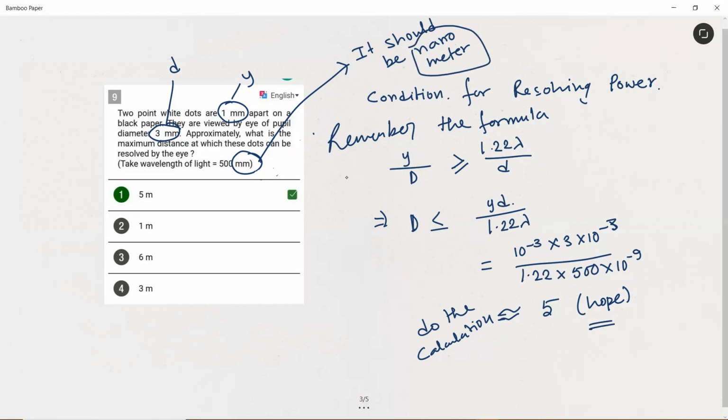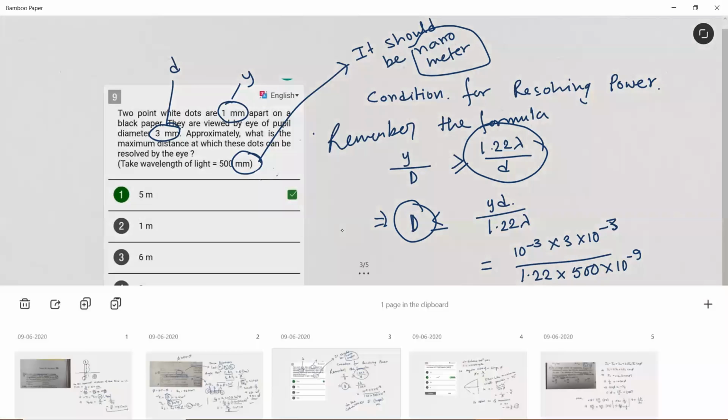Now we know the condition for the resolving power. Remember this formula: y by d must be greater than or equal to this. From that, we will be able to find out the maximum distance from where we can distinguish these two points. So putting the equations and doing the calculations, we will get the result. It was given that the result should be 5 meter. I hope after calculation you will get the result, because the procedure is right. I have not checked the calculation part. These are easy equations. You just do the calculations yourself and you will be able to find out the answer. I hope that will come.